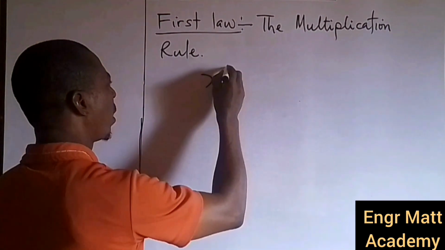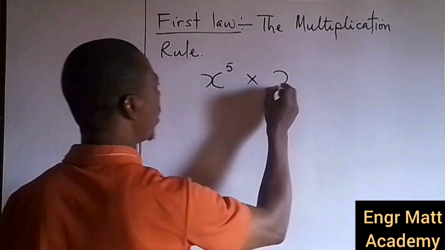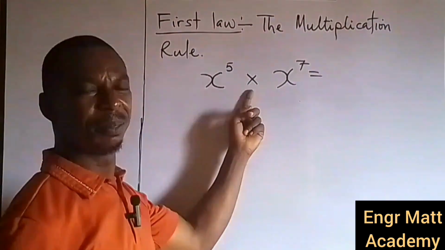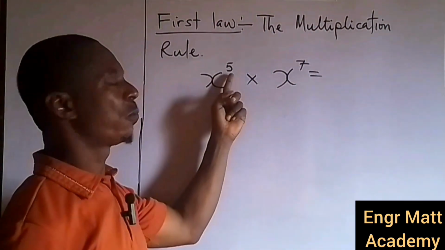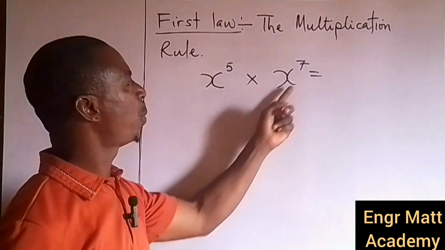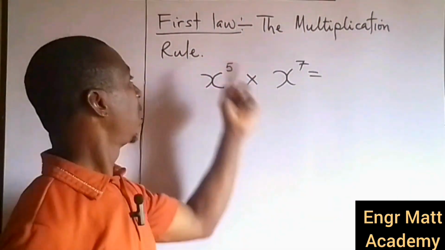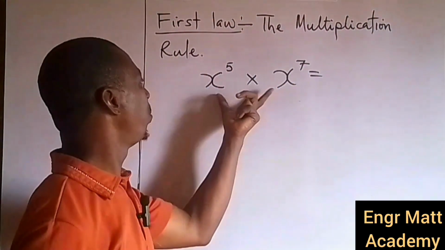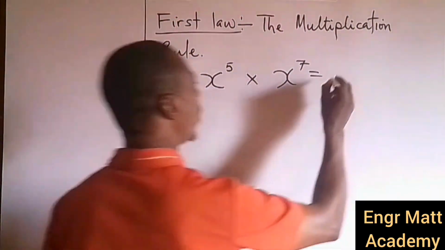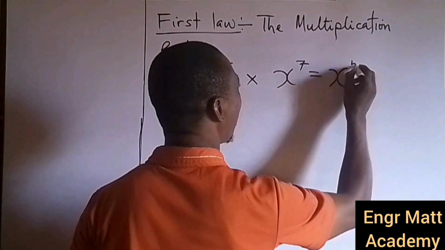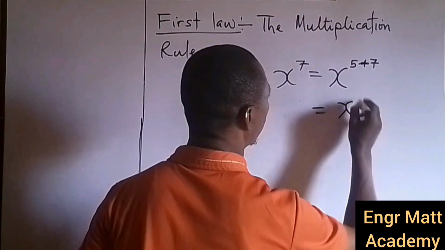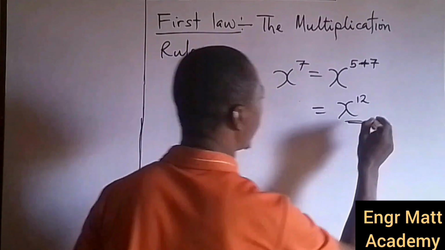x raised to the power 5 times x raised to the power 7. Another multiplication problem. x to the power of 5 multiplying x to the power of 7. Can we apply the multiplication rule? Yes, because the base numbers are the same. When the base numbers are the same, we simply add their powers. So this will give us x to the power of 12.